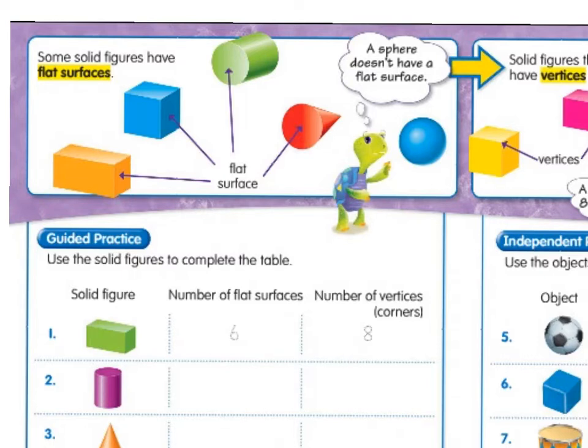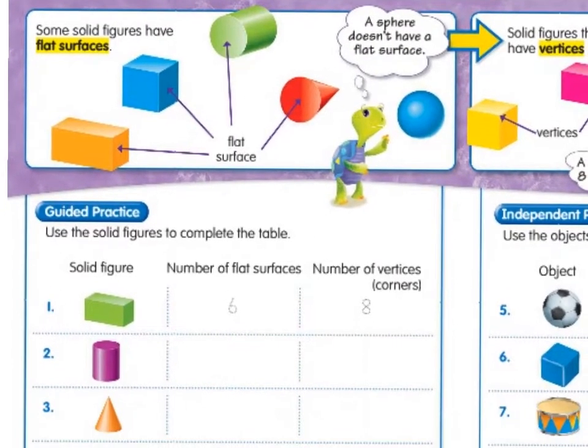A sphere does not have any flat surfaces because it's all round. So there's no straight edge to a ball or to a sphere. It's very, very round.